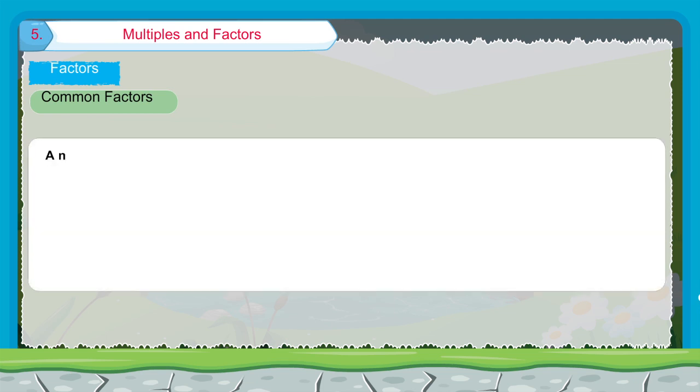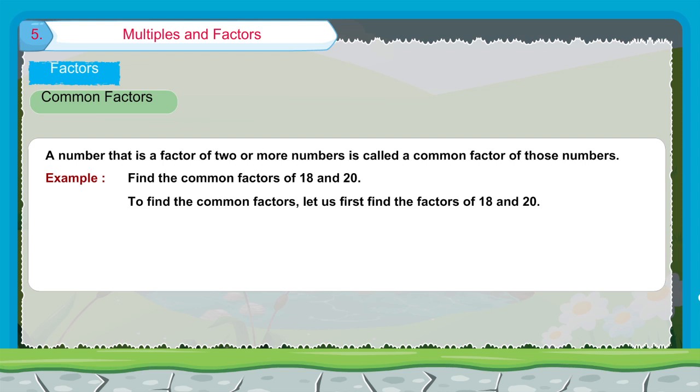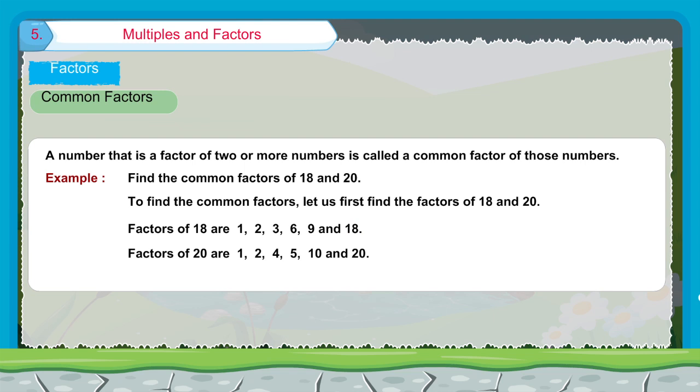Common factors. A number that is a factor of two or more numbers is called a common factor of those numbers. Example. Find the common factors of 18 and 20. To find the common factors, let us first find the factors of 18 and 20. Factors of 18 are 1, 2, 3, 6, 9, and 18. Factors of 20 are 1, 2, 4, 5, 10, and 20. Common factors of 18 and 20 are 1 and 2.